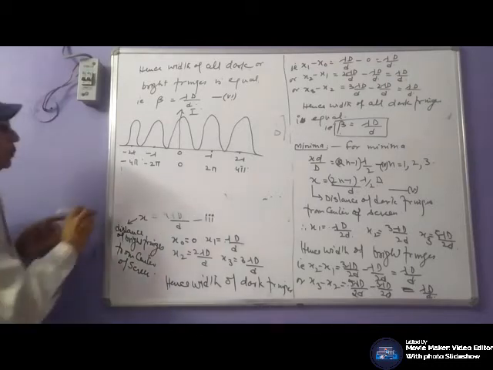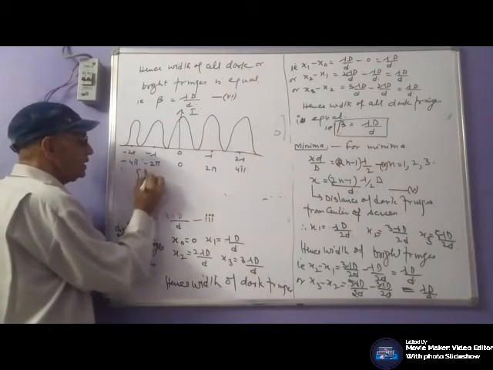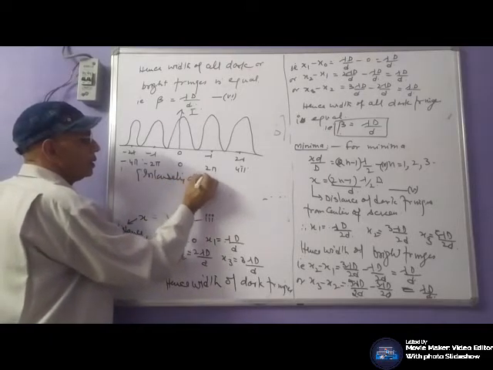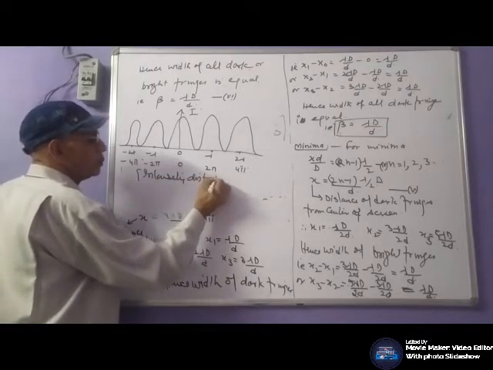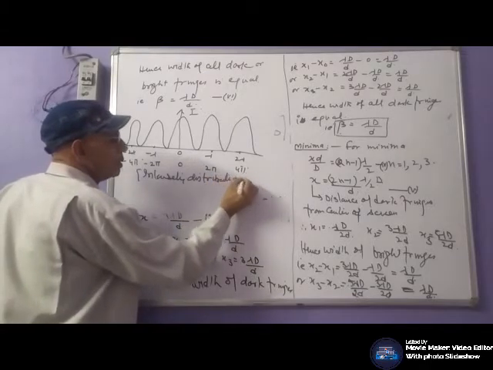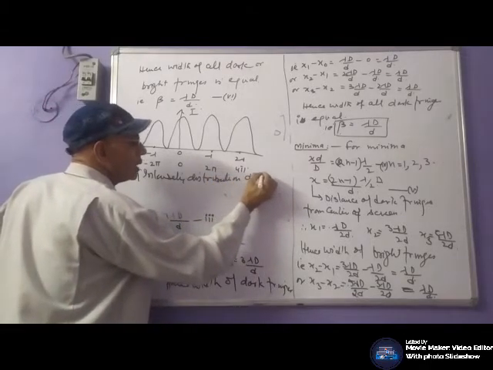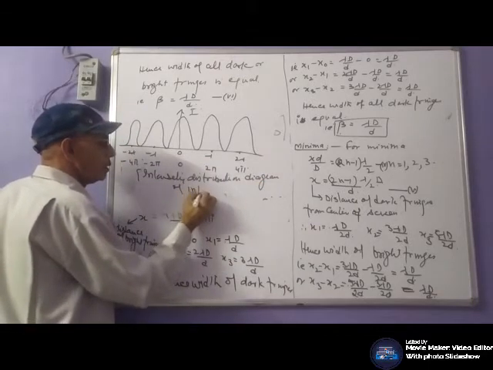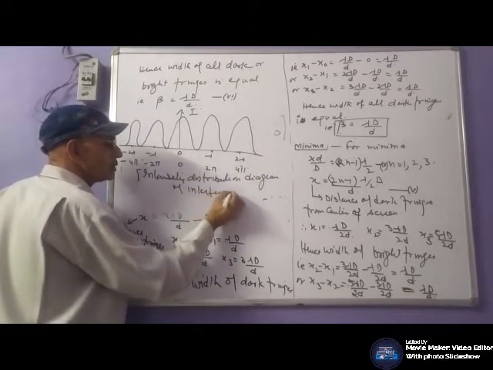This is intensity distribution diagram of interference.